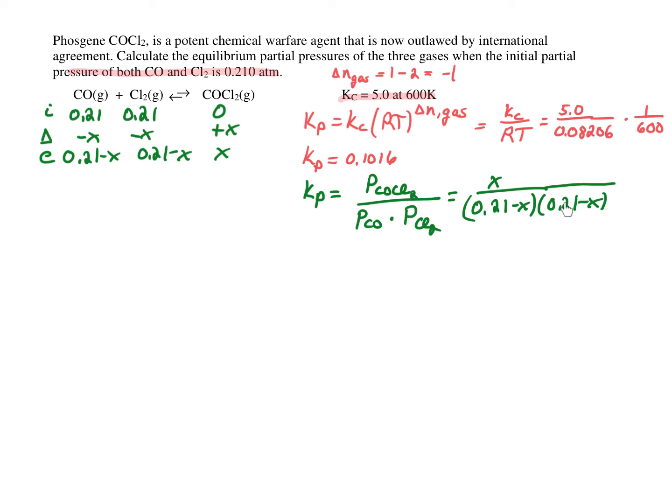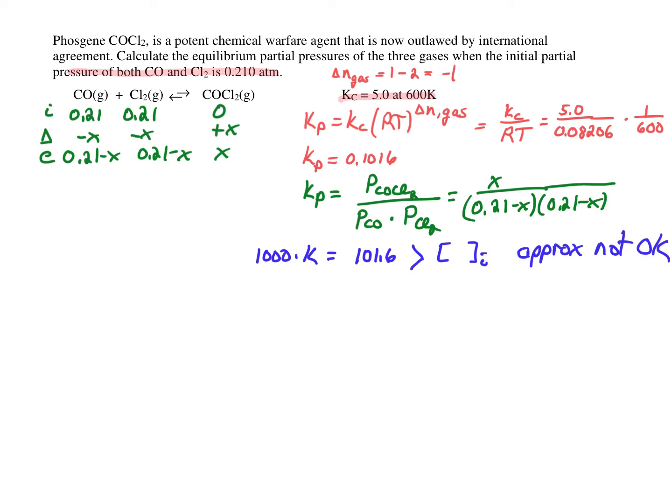Multiplying out these terms in the bottom is going to lead to a binomial and a solution by the quadratic equation, unless we can use the approximation. So let's test to see if we can use a simplifying approximation. In the simplifying approximation, we multiply K by 1,000 and compare that product to the initial concentration, the concentration from which x is going to be subtracted. So 101.6 is definitely larger than 0.21, so our approximation is not okay.